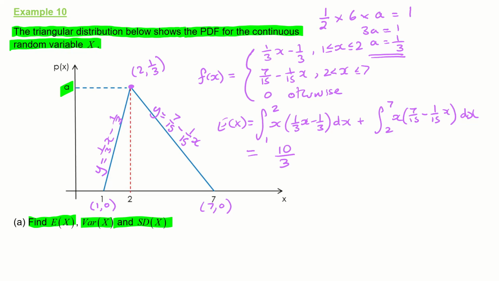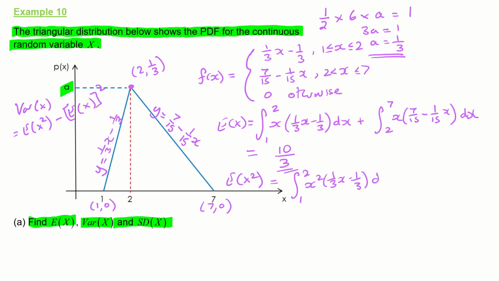And then we know that the variance of x is the expectation of x squared take away the expectation of x, squared. And so we want the expectation of x squared. And so that would be the integral from 1 to 2 of x squared times (1/3 x take away 1/3) dx, plus the integral from 2 to 7 of x squared times (7/15 take away 1/15 x) dx.